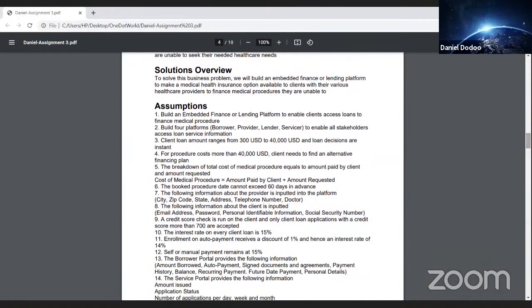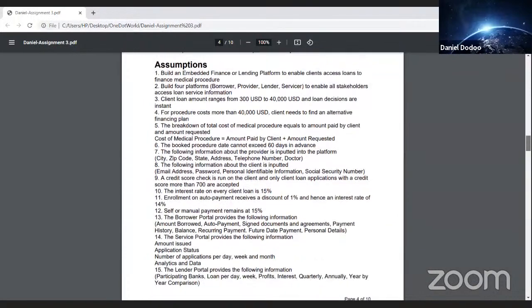So we look at the solution overview. To solve this business problem, we will build an embedded finance or lending platform to make medical financing options available to clients with various healthcare providers, to finance the medical procedures that they are unable to. To go through the assumptions, these were the assumptions given to me by the client. These are the features that the stakeholder wants as a part of the embedded lending or finance system.